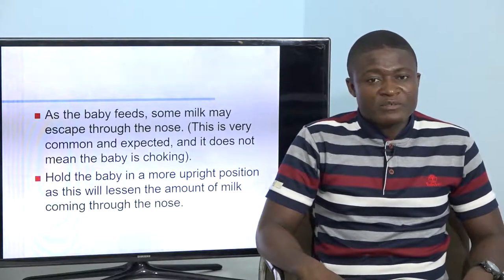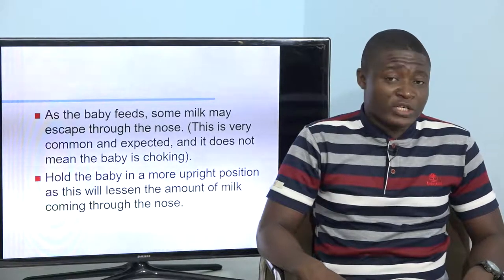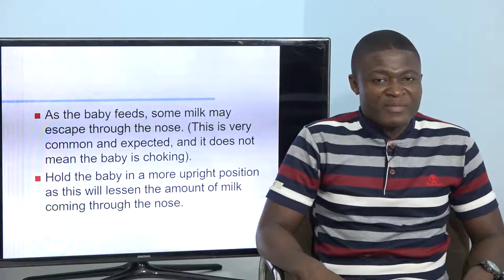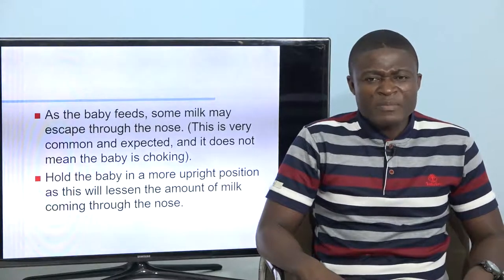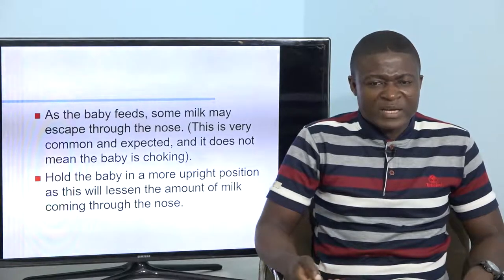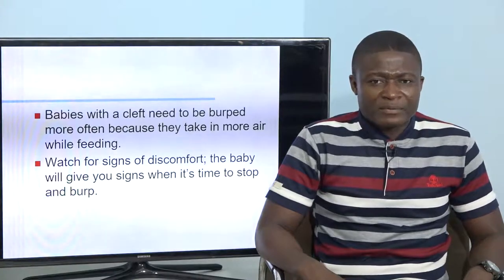As the baby feeds, some milk may escape through the nose. This is very common and expected, and it does not mean the baby is choking. Because of the clefting, you are likely to have some of the milk dripping out. Hold the baby in a more upright position, as this will lessen the amount of milk coming out through the nose.